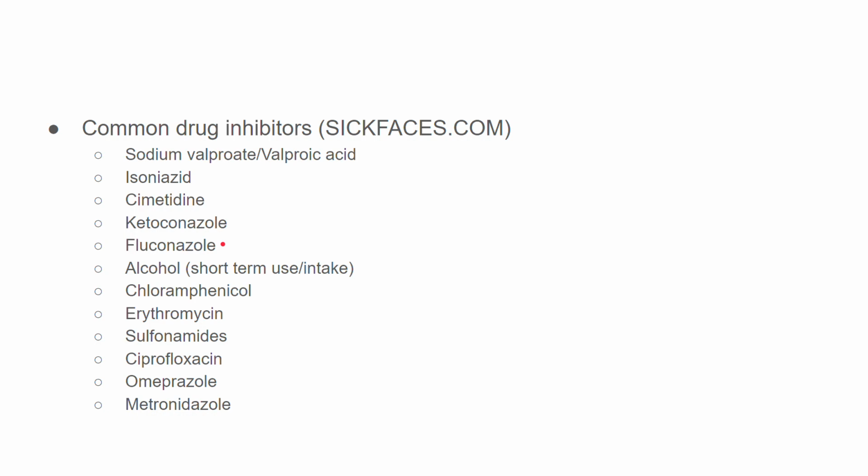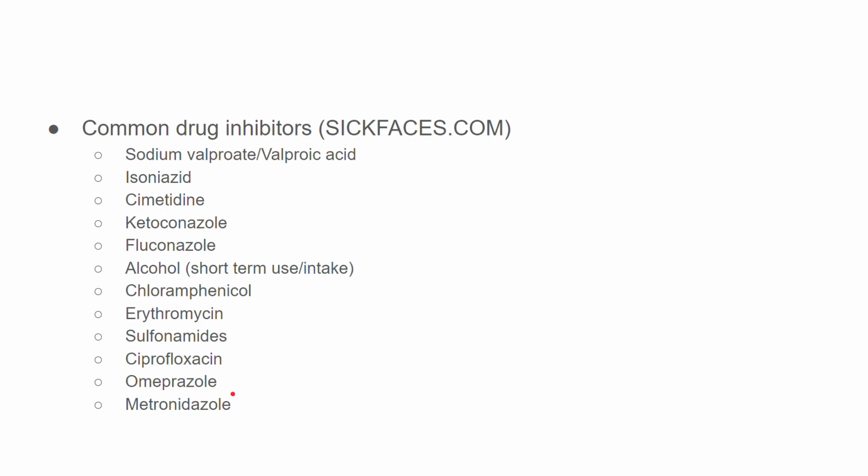Fluconazole, another potent antifungal, systemic. Alcohol intake, but take note, short-term use or acute intake. That is a drug inhibitor. Chloramphenicol, a protein synthesis inhibitor na antibiotic. Erythromycin, another protein synthesis inhibitor na antibiotic, sulfonamides, ciprofloxacin, omeprazole, and metronidazole. So metronidazole again is an antibiotic effective for anaerobes.